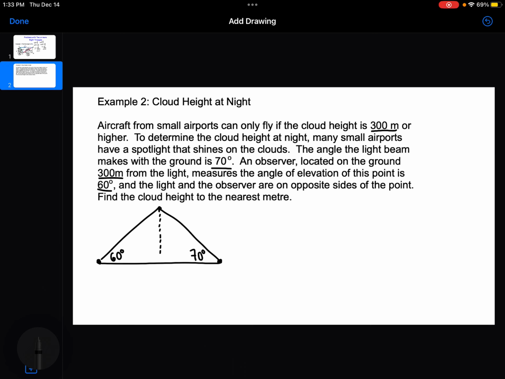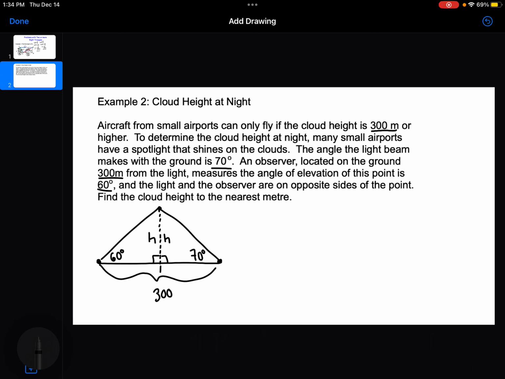and then we need to find out the height. It wants the height of the cloud, so it wants h. Now h is the same for both of those triangles. One's on one side, one's on the other. All we know is that this total distance from here to here is 300.